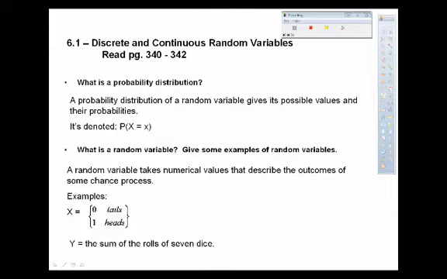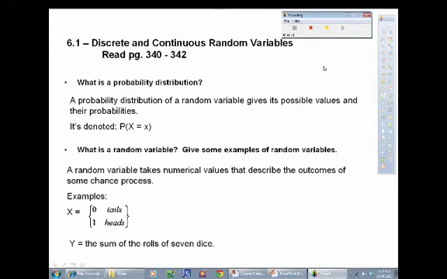Don't get these mixed up with your algebra variables where you solve for x, or you have y equal 3x plus 2, a linear equation, and you substitute values of x in for y. This is different. In these, we are assigning numerical values, or giving it numerical values. So we're quantifying them.